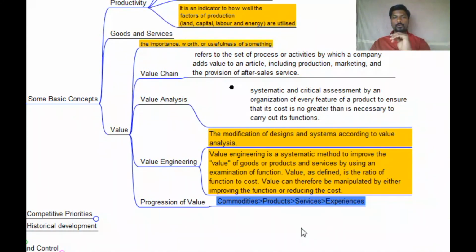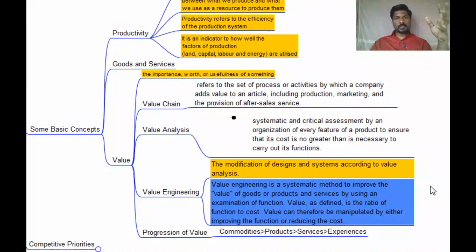Then we moved to the age of services, where not only products, we started delivering various aspects of products to customers. Those services started adding value, and now we are living in an age where experiences are adding value to a company's processes. So as said, these are some basic concepts with respect to operations management.